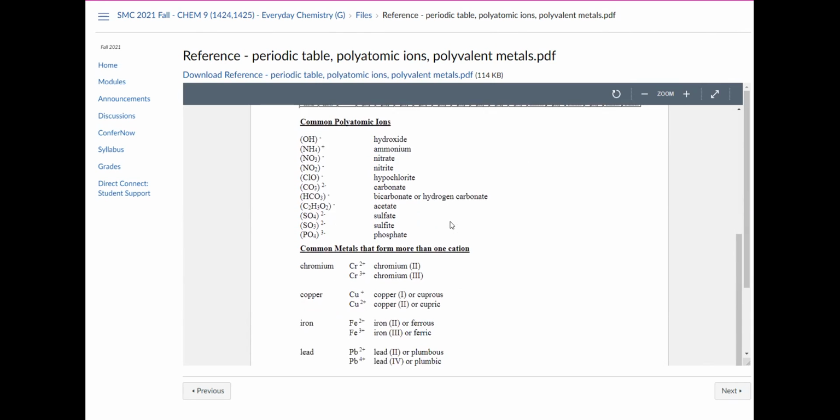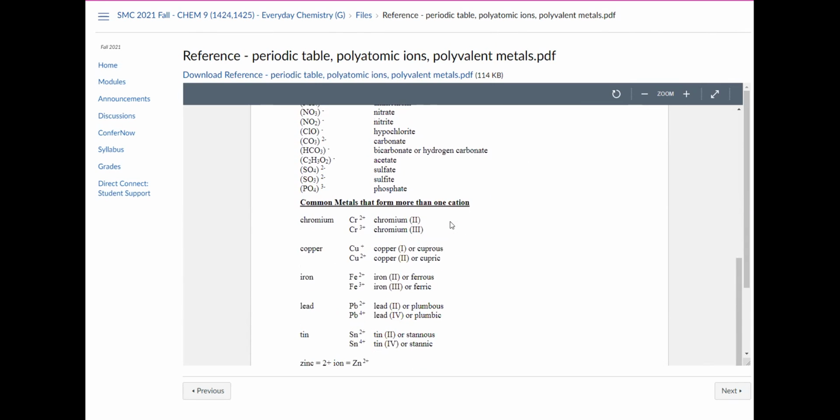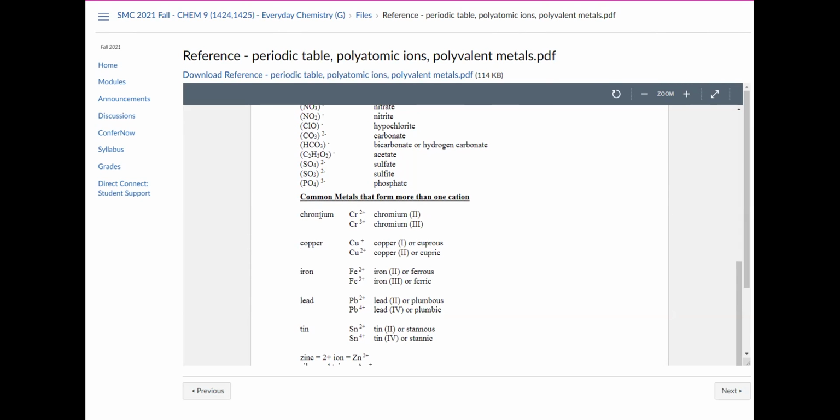Two is you want the polyatomic ions, and then three, you want those that are called the polyvalent metals. Those are the metals that form more than one ion. Okay, and that is for the name. So you want to indicate the name. If it's chromium, it can be +2 or +3. So there are 2 versions of chromium.